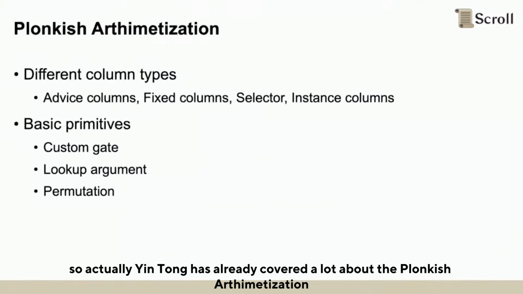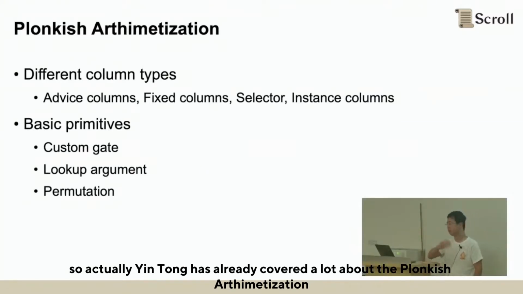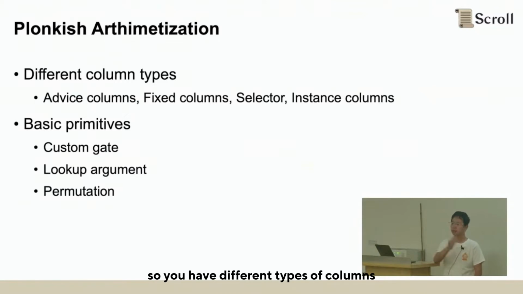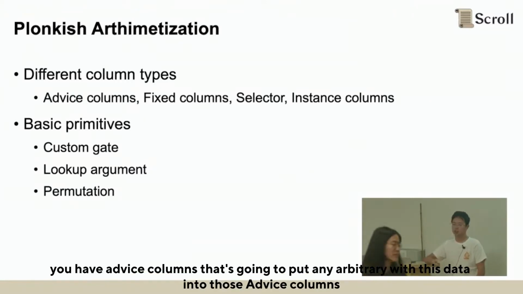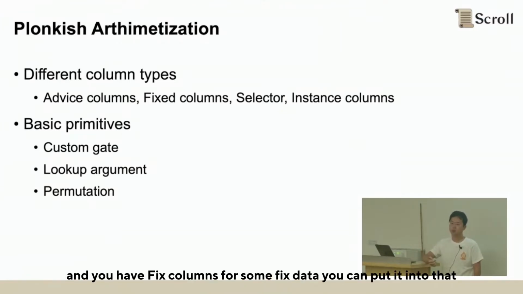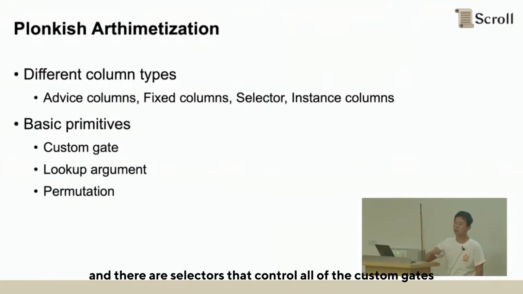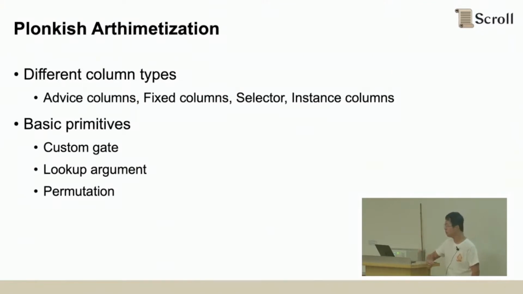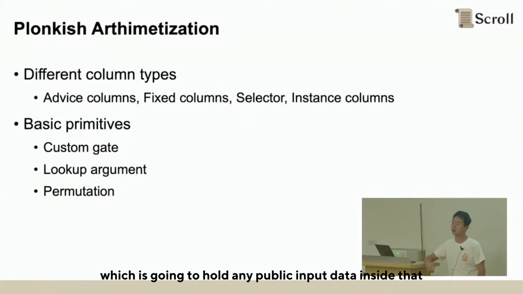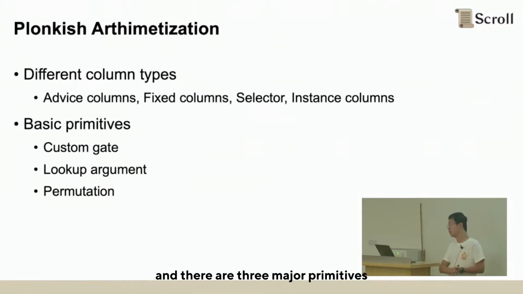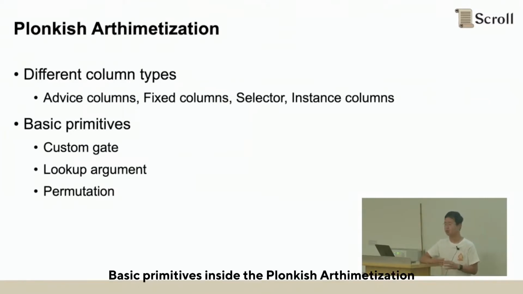Okay, Yingtong has already covered a lot about the Plonkish arithmetization. You have different types of columns. You have advice columns, where you put any arbitrary witness data, and fixed columns for fixed data that could be pre-processed in the verification and proving keys. Then there are selectors that control all of the custom gates and also the lookups you're going to do. And there are instance columns inside the circuit which hold any public input data. And then there are three major primitives inside the Plonkish arithmetization.